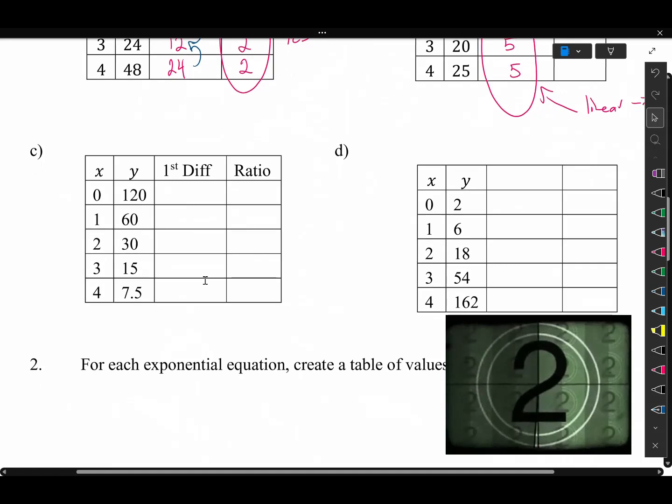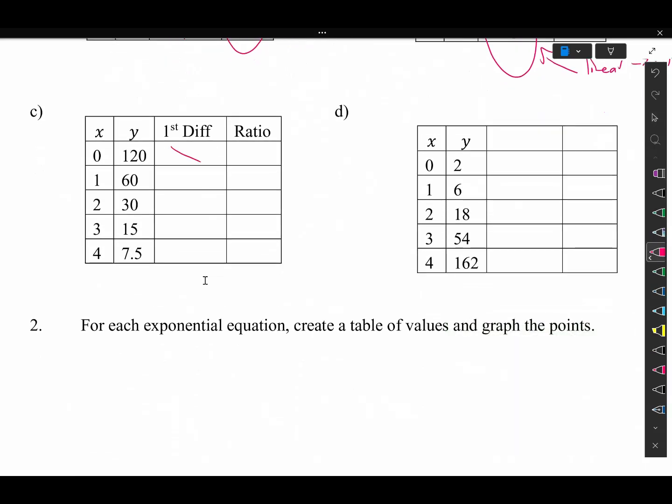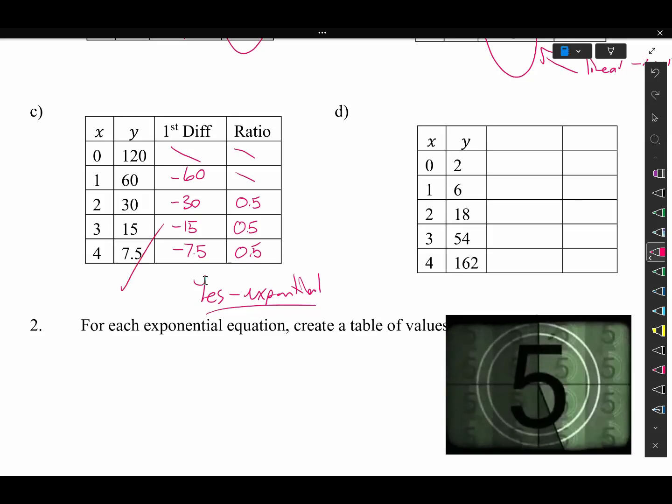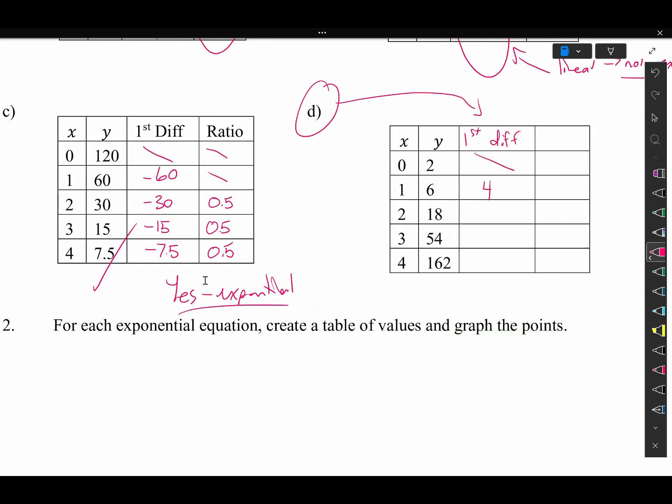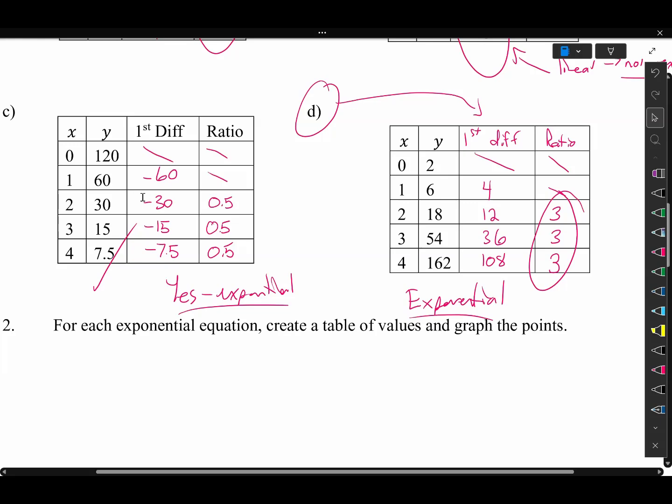I want you to pause the video, unpause, see how you did. Good, we have ourselves an exponential function here. Again, part D I want you to try on your own. You'll notice I've left these titles blank. You know what to do. Good, again, we have ourselves an exponential function. Fantastic, we feel pretty darn comfortable.